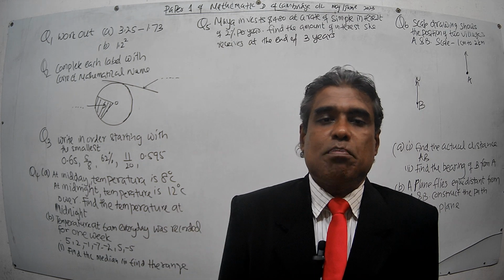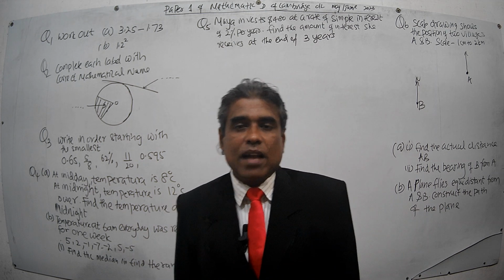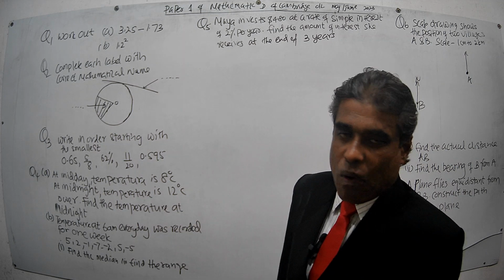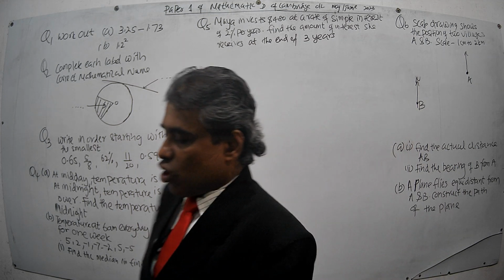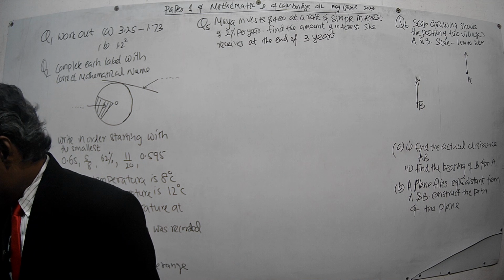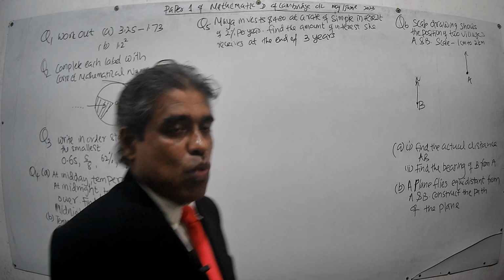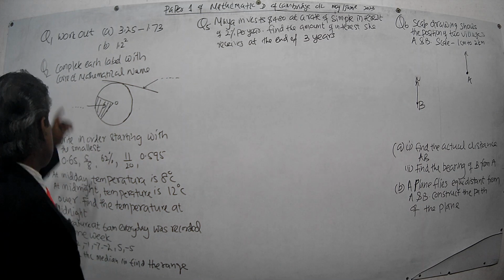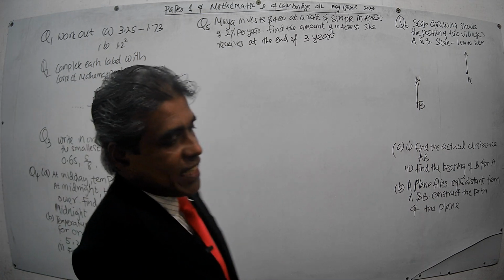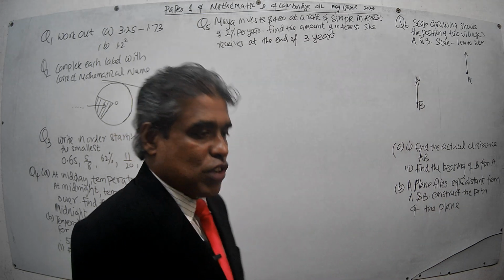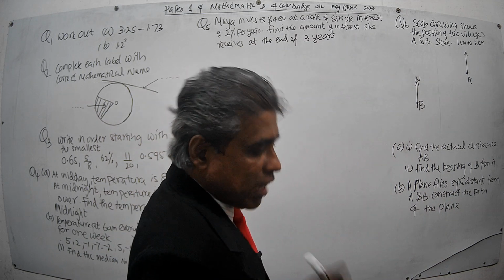Today we are going to discuss Paper 1 of Mathematics B of the Cambridge O-Level, May-June 2023. There is a little noise due to the rain, but we will do the video. Now Question 1 of the paper. In this question paper 1, no calculator is allowed. You have to do your workings manually.